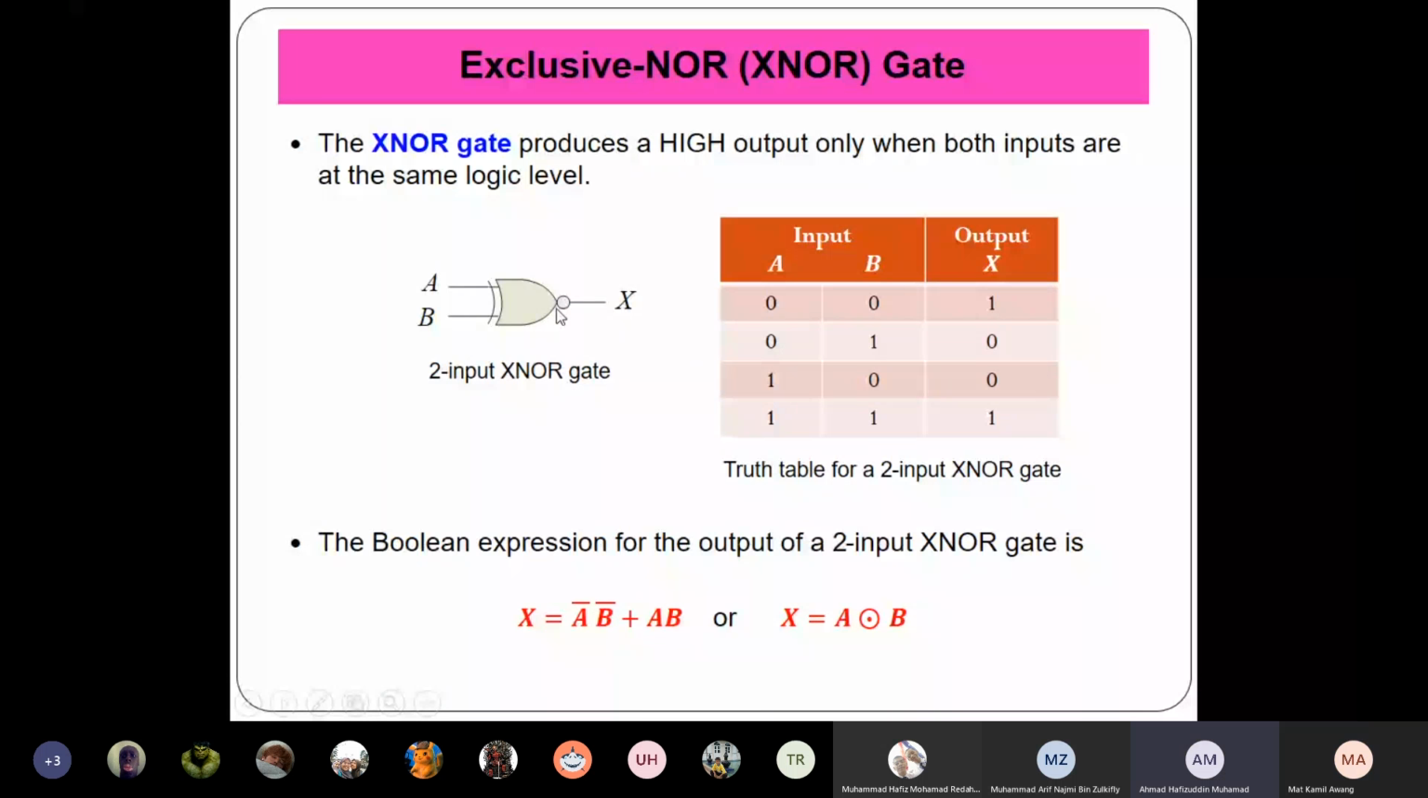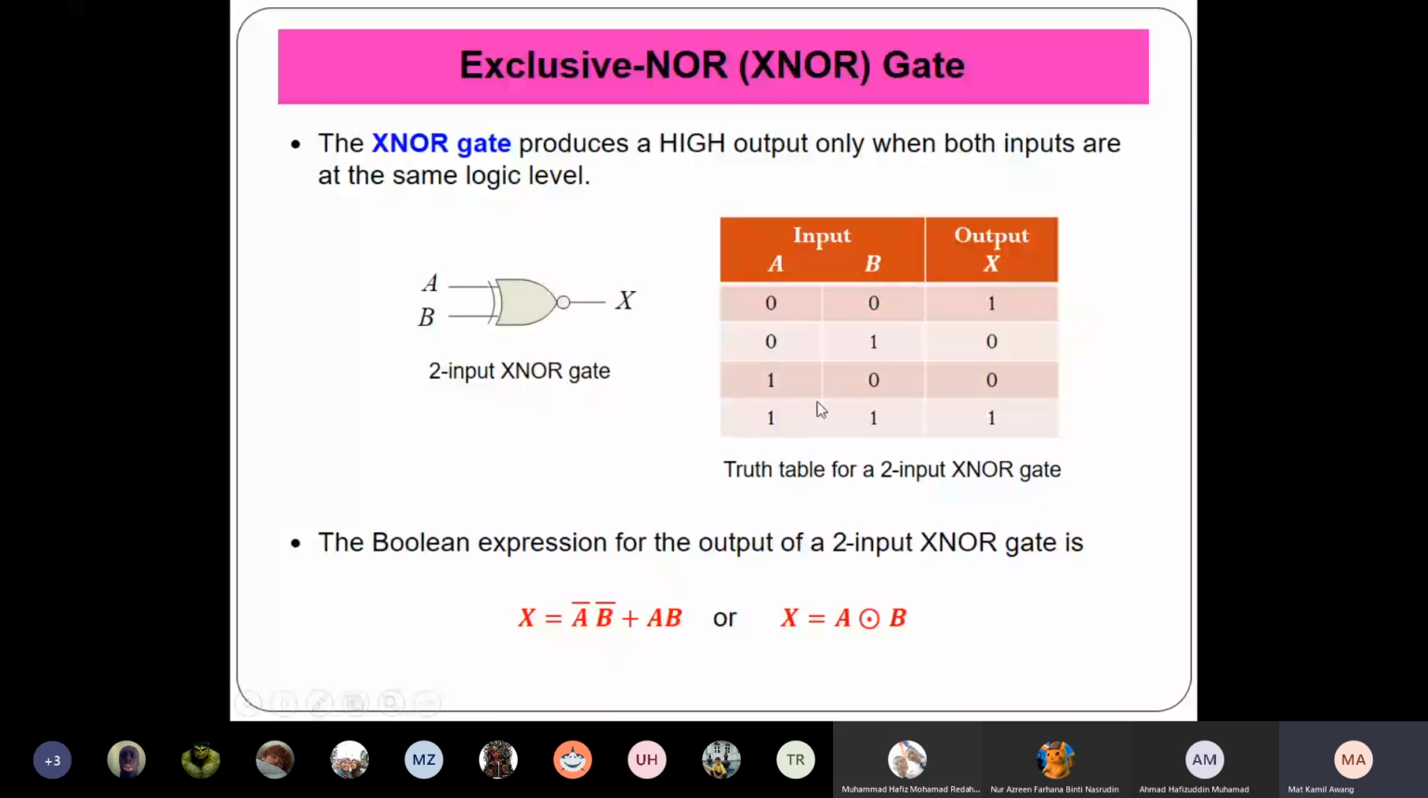Dia macam NAND je, sir. Eh? Dia macam NAND je. Tengoklah dulu. Oh, okay, sir. NAND lain. Ni exclusive OR. Dia lawan exclusive OR. Oh, exclusive NOR. Ya. Okay. Kalau sama, okay.